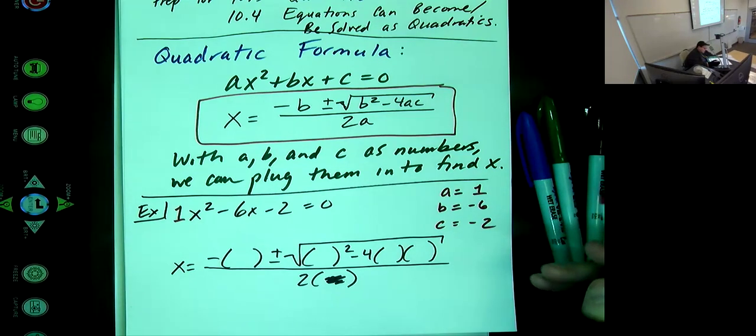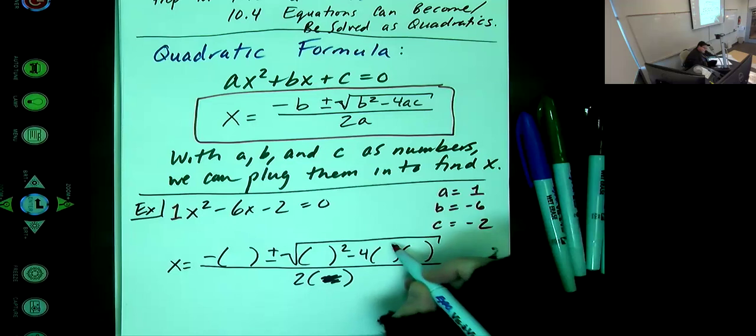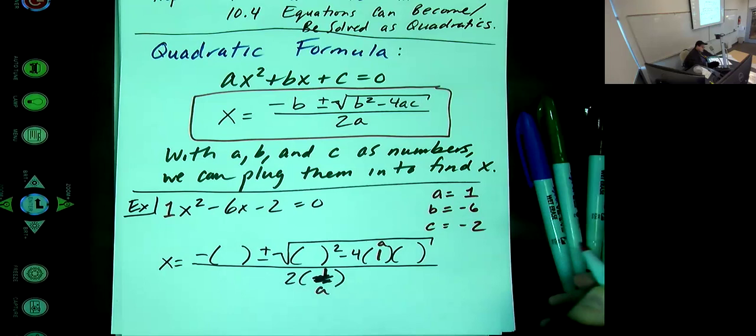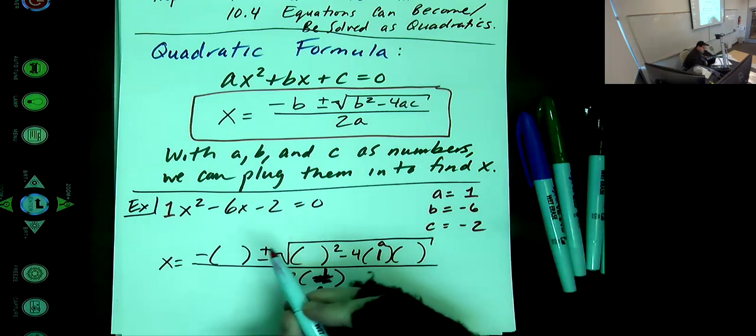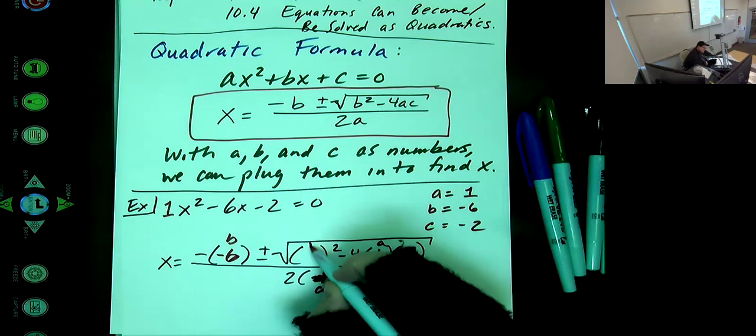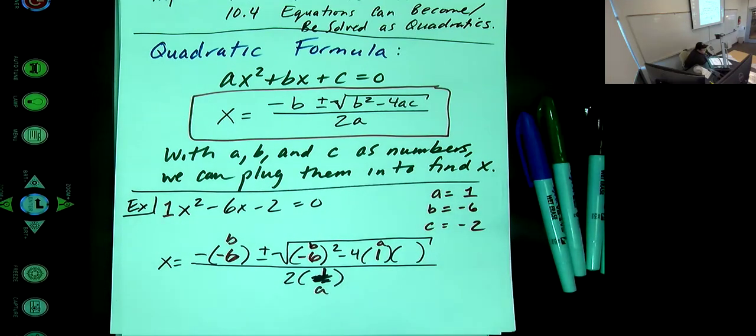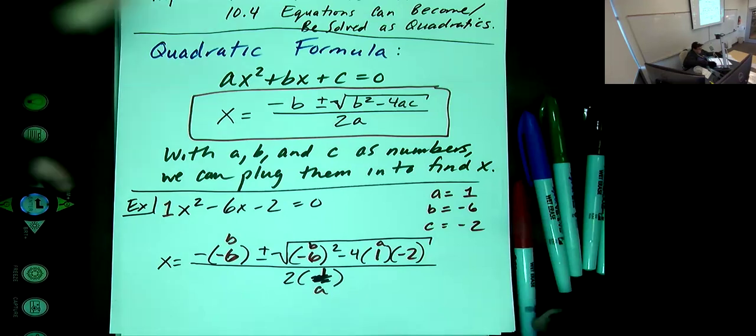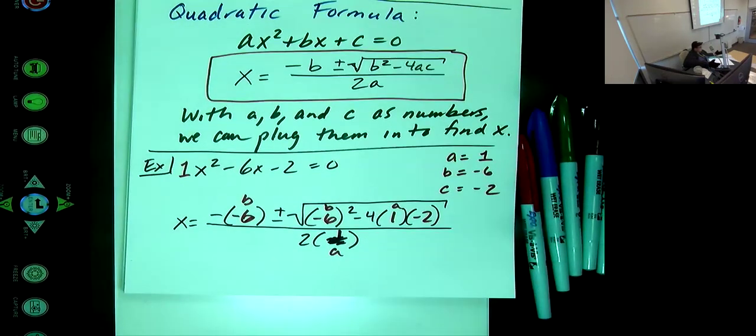All right, so where are the a's? There's an a right here, and there's an a right there, so we're going to plug in the ones there. The b's, there's a b right there, and there's a b here. And finally, c is over here. Now it's just taking your time, don't rush it.